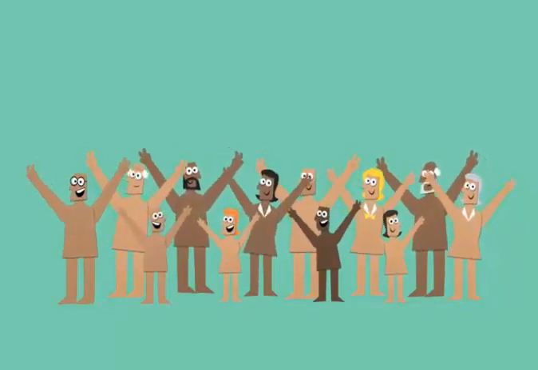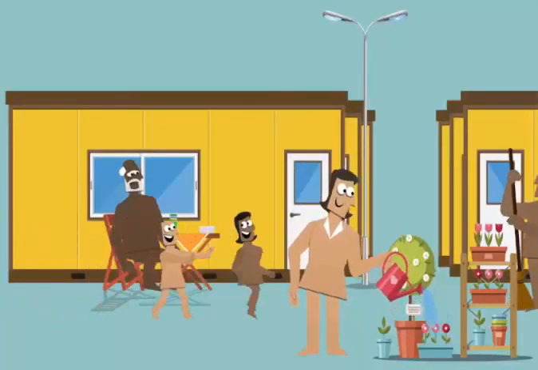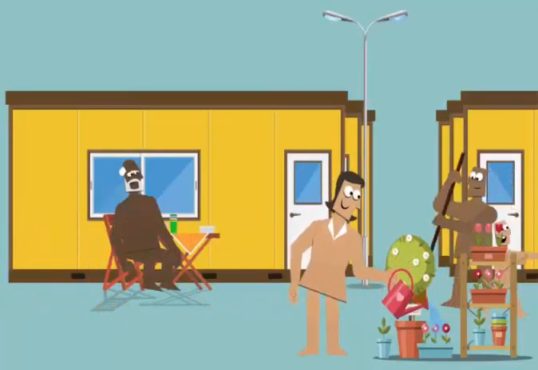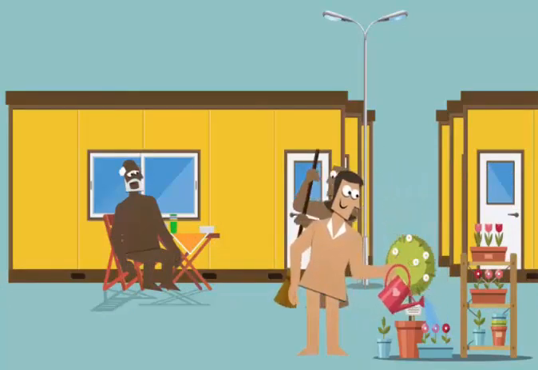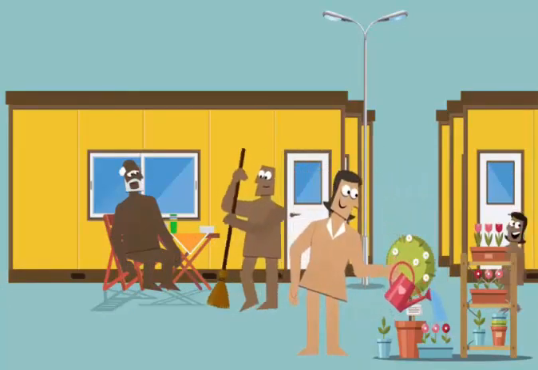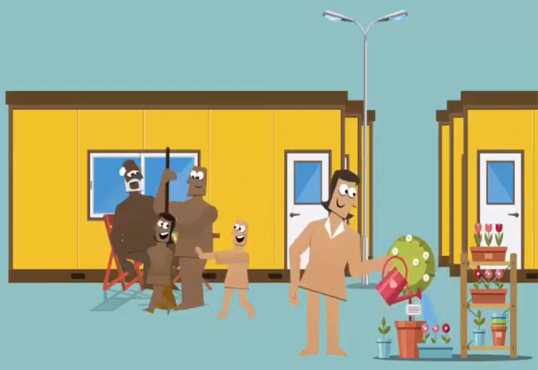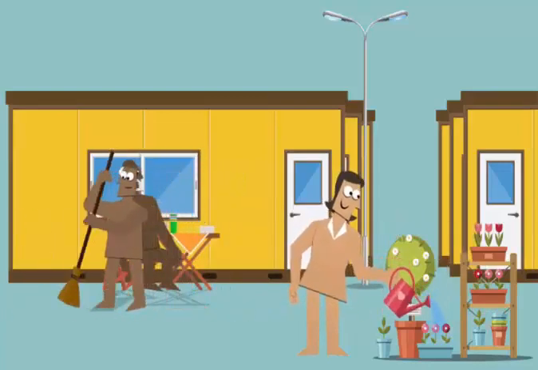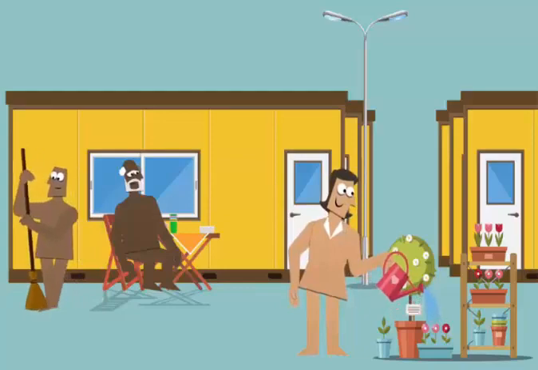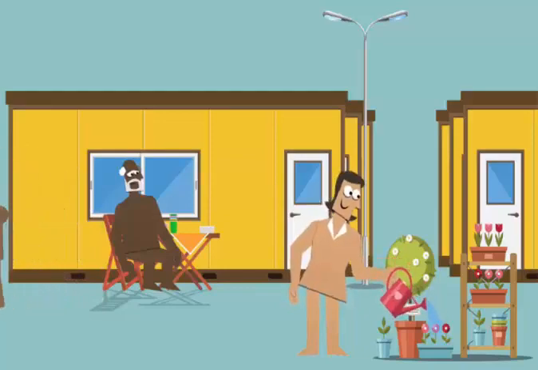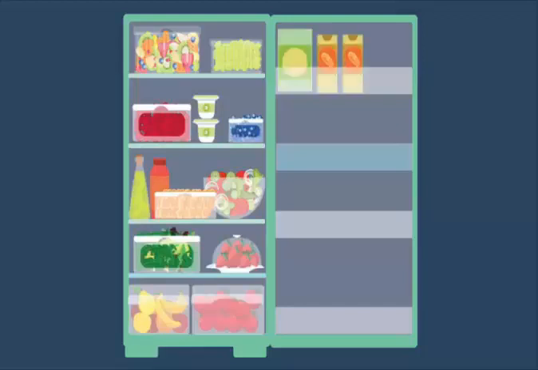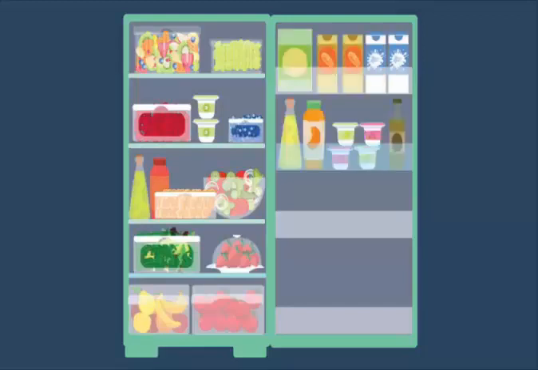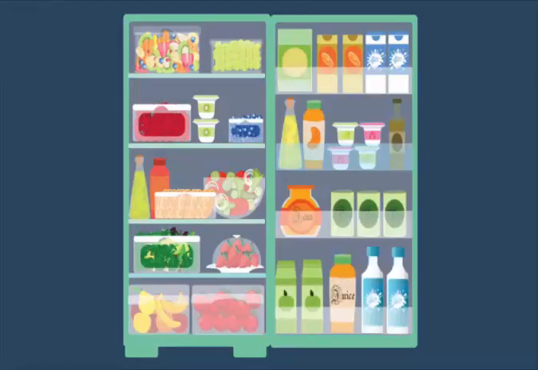Target number 8. Support positive economic, social, and environmental links between urban, peri-urban, and rural areas by strengthening national and regional development planning. Target number 9. Substantially increase the number of cities and human settlements adopting and implementing integrated policies and plans toward inclusion, resource efficiency, migration, and adaptation to climate change, and resilience to disasters.